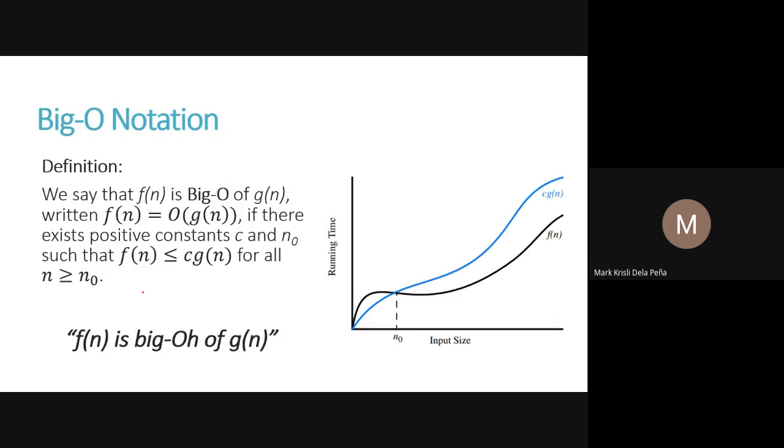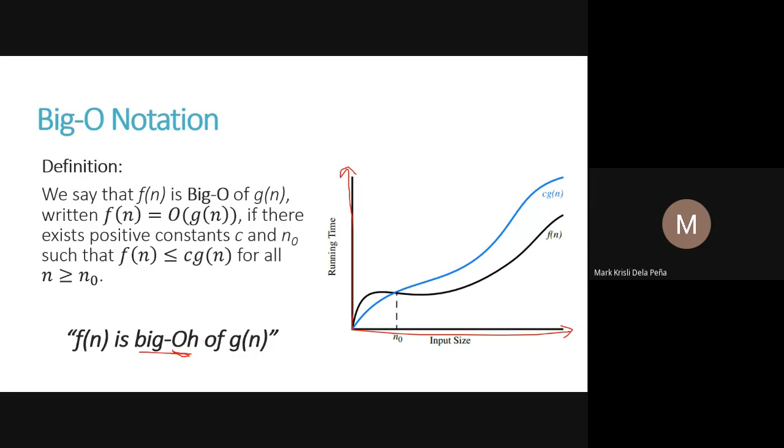Okay, let's start with the big O notation. We have here a definition. Let f of n be a function of n, and let g of n be another function, mapping positive integers to positive real numbers. So we will be dealing only with positive integers and real numbers. We say that f of n is big O of g of n.